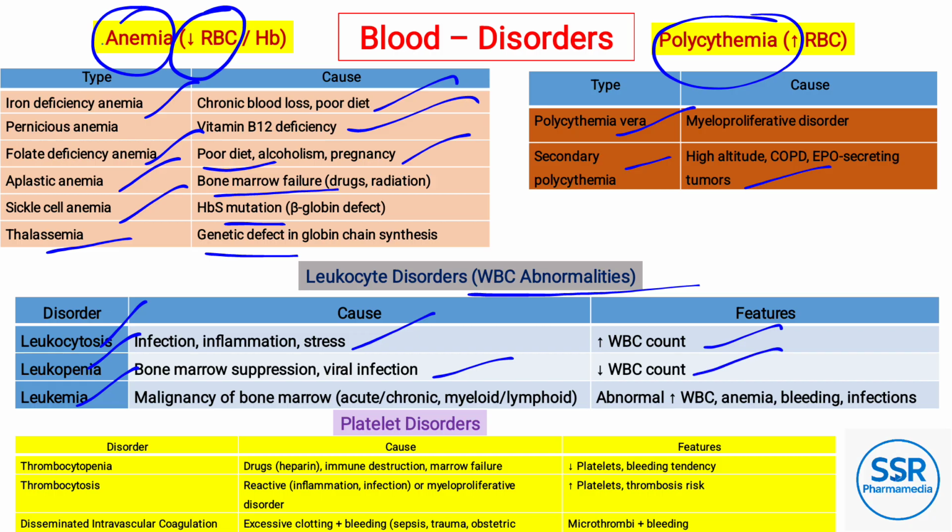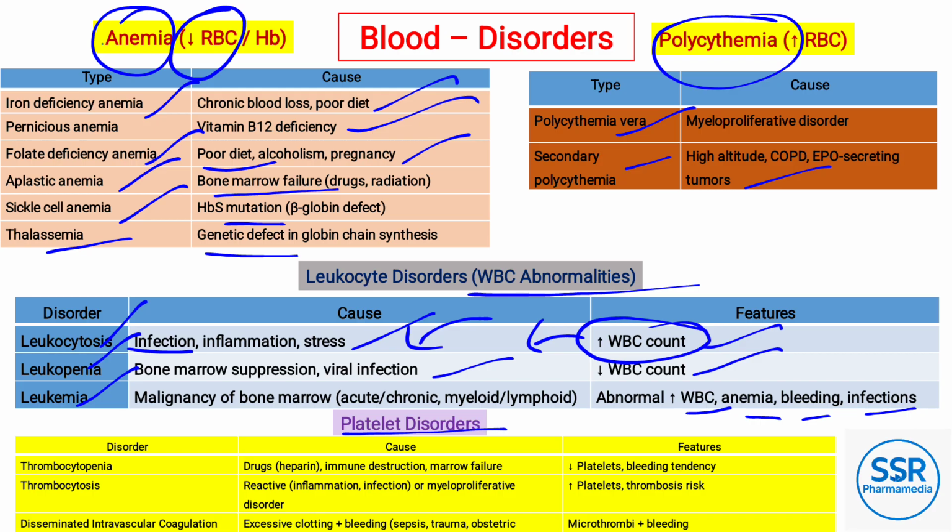And leukemia is a malignancy of bone marrow, acute or chronic, myeloid and lymphoid. So there is abnormal increased WBC, anemia, bleeding and infections. Normally when we get any cold or any infection, the WBC count increases when we take the blood count. So the WBC count will be high, due to infections like a cold, fever or some other viral infections or inflammations.